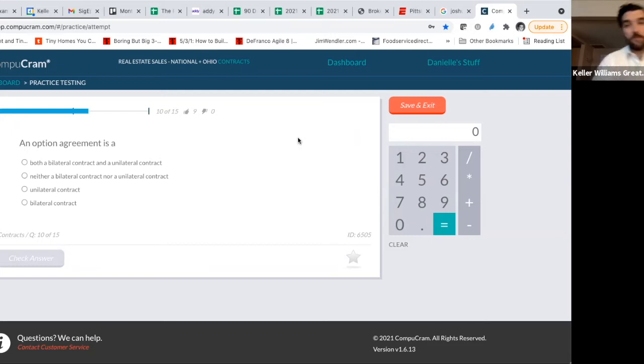All right, guys, we are to the old option agreement. A, an option agreement is both a bilateral contract and a unilateral contract. B, neither a bilateral nor unilateral contract. C, a unilateral contract. Or D, a bilateral contract.